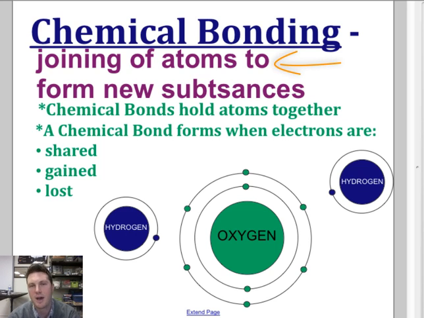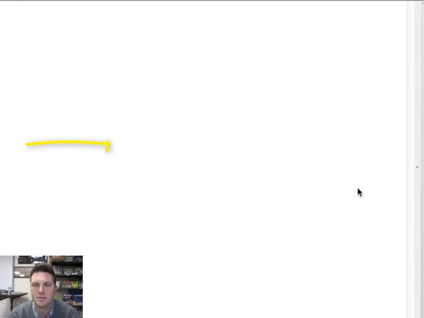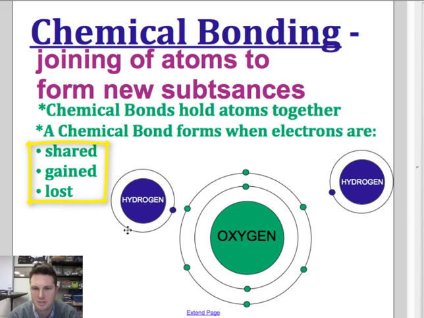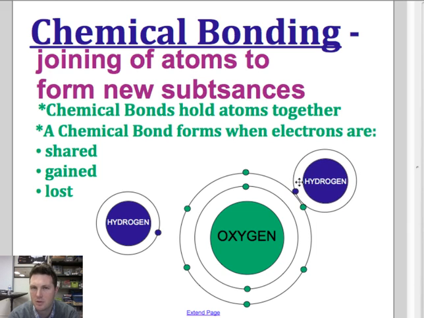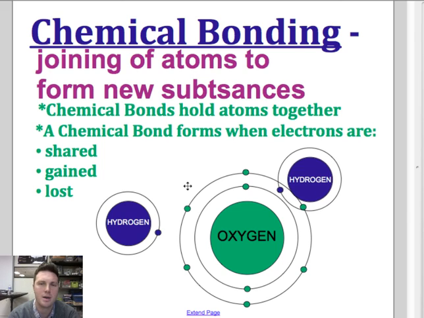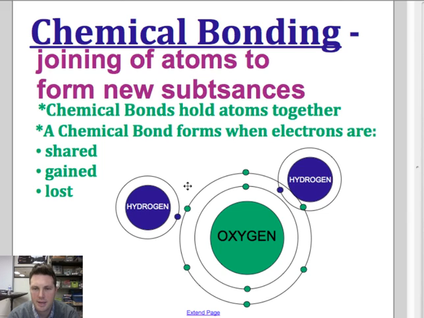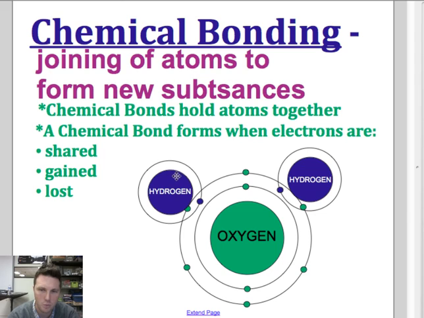Chemical bonding is the joining of atoms to form new substances. We can see below we have oxygen, hydrogen, and hydrogen. You take these, you bond them, and we have a new substance, water, H2O. Chemical bonds hold atoms together. And a chemical bond will form when electrons are either shared, gained, or lost. We can move the hydrogens in, share electrons with the oxygen, and we will form a chemical bond. When we form this chemical bond, we are sharing electrons and forming a new substance, which is water.